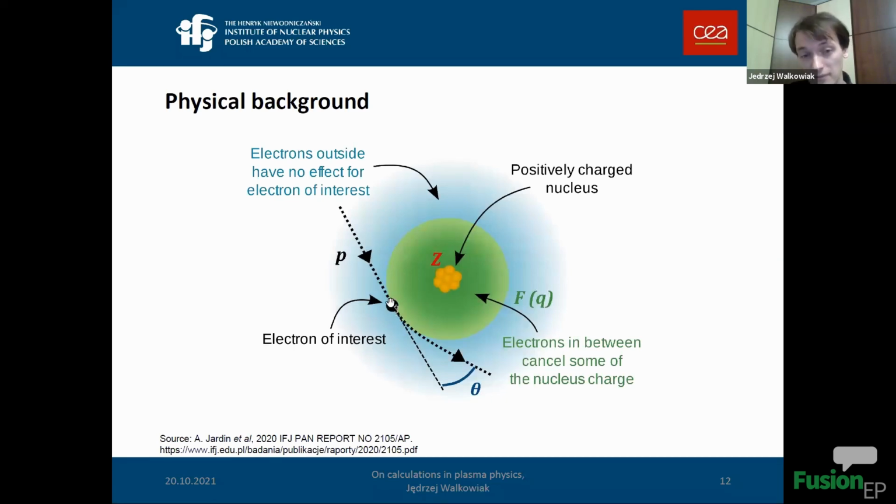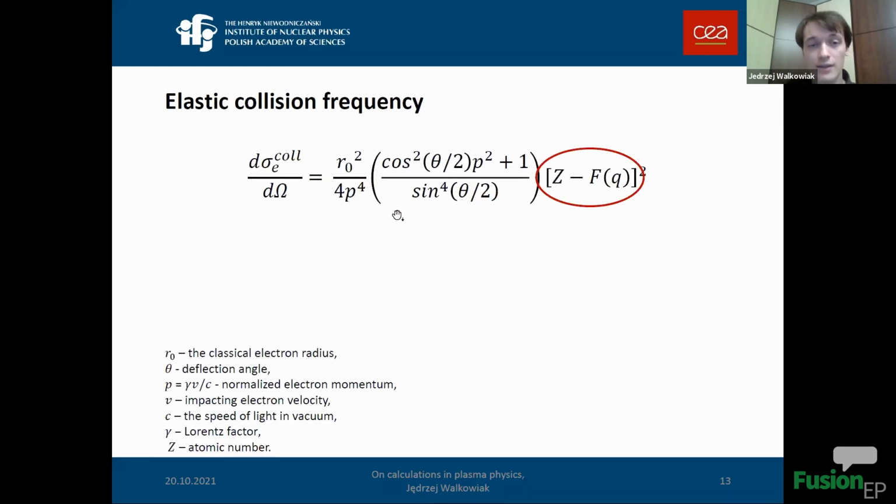And now, if the passing electron is fast enough, it will penetrate through the cloud of bound electrons, and it will not be shielded by all of the electrons bound to the nucleus, but only by part of them. And this is the situation which we call partial screening. And here we can see the equation for the collision cross section.